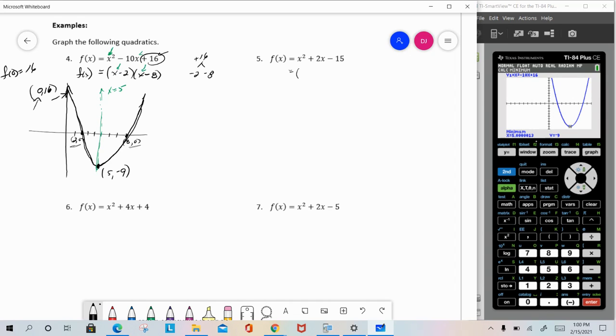Are there any factors of negative 15 that add up to a positive 2? Yes. Positive 5 and negative 3. So (x + 5)(x - 3). If I set x + 5 equal to 0 and x - 3 equal to 0, I get negative 5 and 3. So that tells me that my quadratic is going to have an x-intercept at negative 5 and an x-intercept at 3.